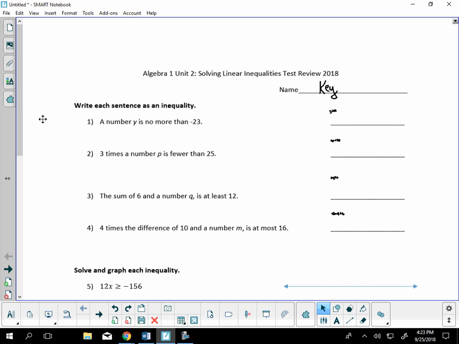Hello. Today we are going to be going through the answers for the Chapter 2 review. So on the first one, we have a number y is no more than negative 23. Well, if it's no more, it has to be smaller. So I already see something that I want to change on that one. I read it too quickly. I read it as more than. So if it's no more, it has to be smaller than.